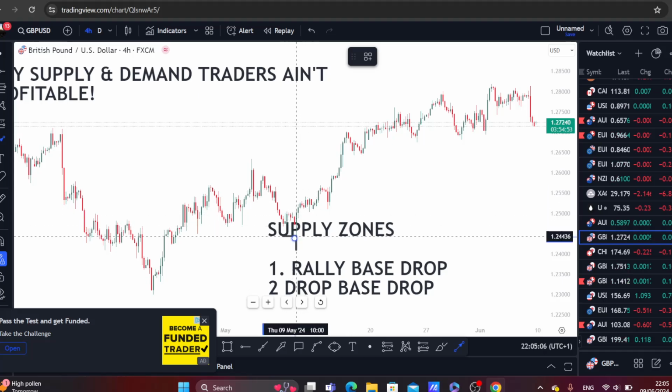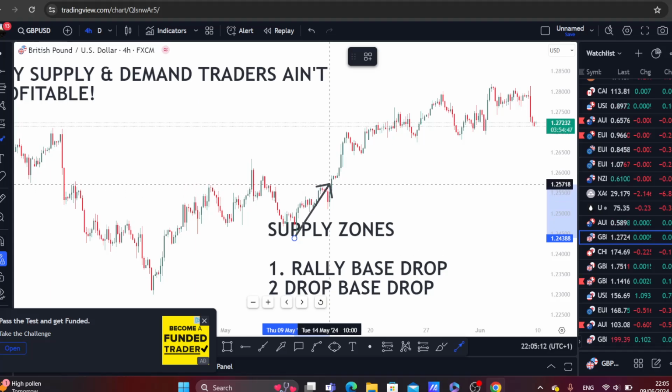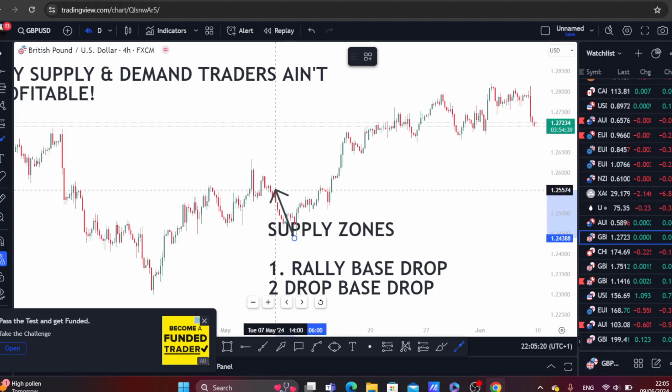So let's start from this low here. To find a supply zone, you look from the current price. Let's say, for example, the price was here. You look from current price to your left for a zone. So this is our first supply zone right here.